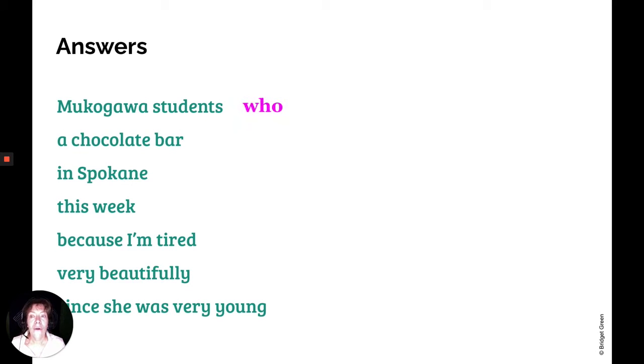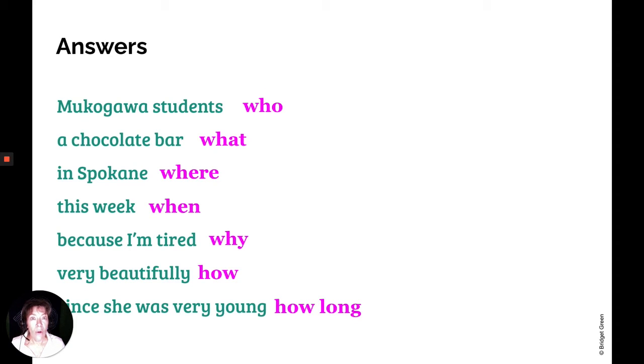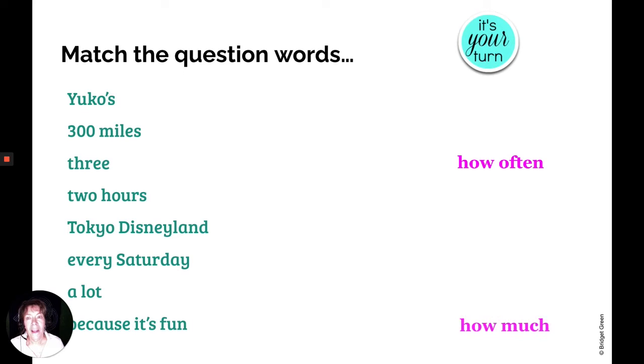Mukagawa students, who? A chocolate bar, can you remember? What? In Spokane? Where? This week? When? Because I'm tired. Why? Very beautifully. Ooh, this one might have been a hard one. How? Since she was very young. How long? Let's try again. Match the question words with the answers.